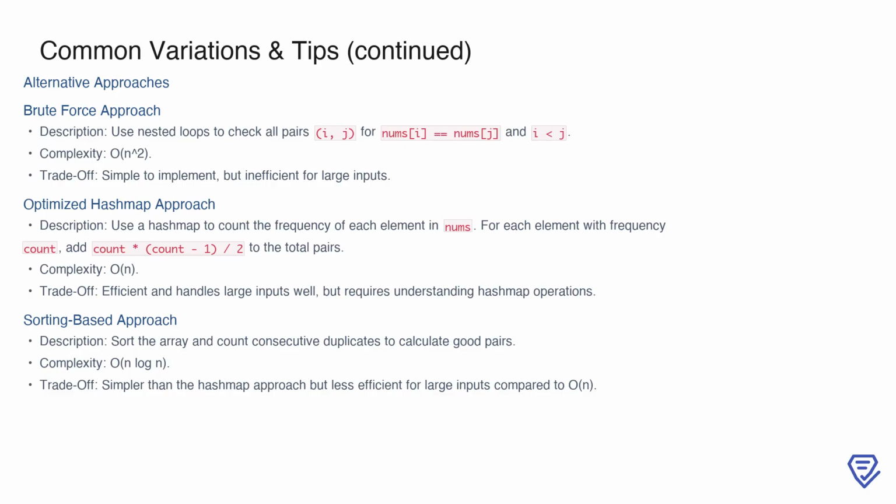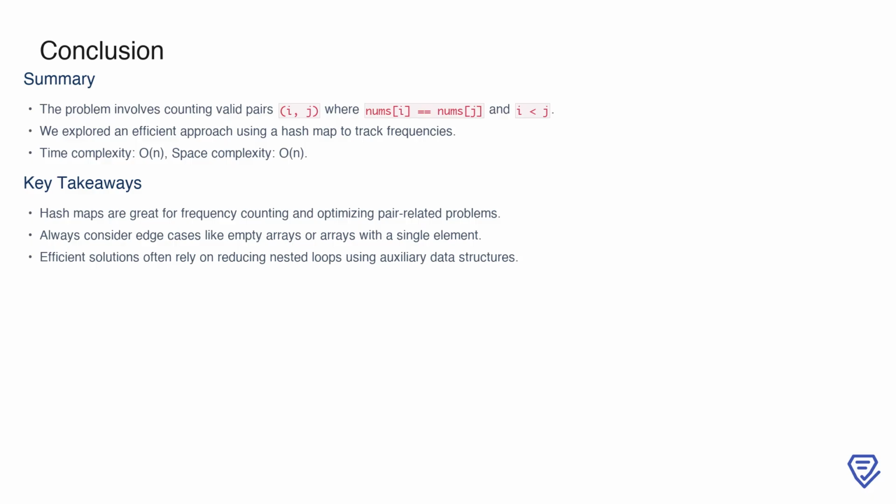Each approach has its trade-offs, so it's important to choose the one that best fits the constraints and requirements of the problem. Great job making it to the end. To wrap up, we reviewed the core concepts of solving LeetCode problem number 1512 using an efficient hash map approach. Remember, practice is key to mastering these techniques.